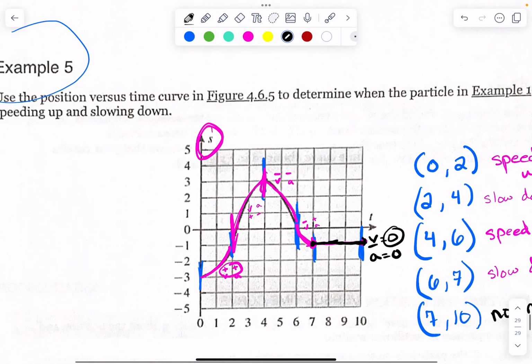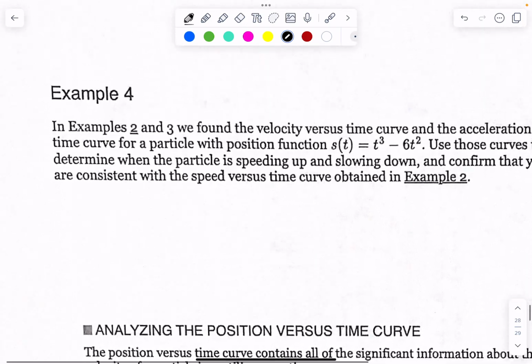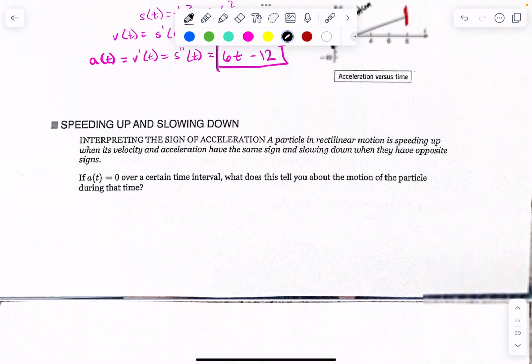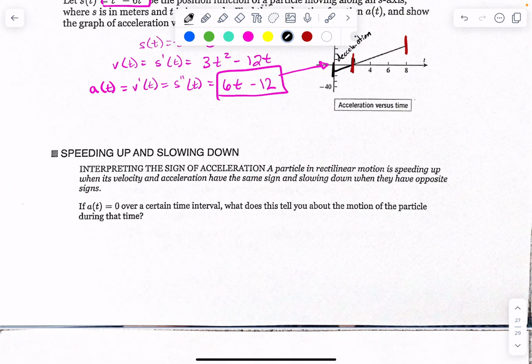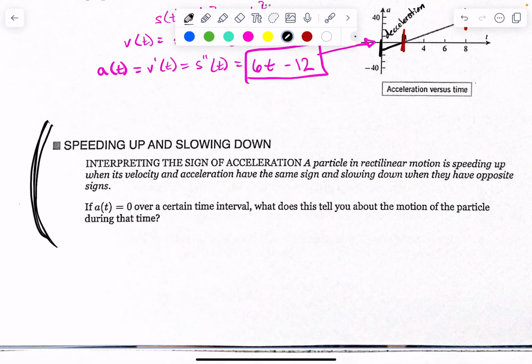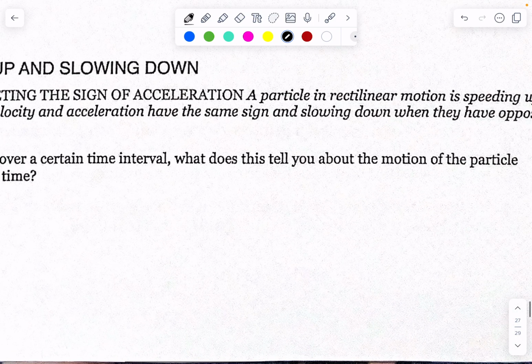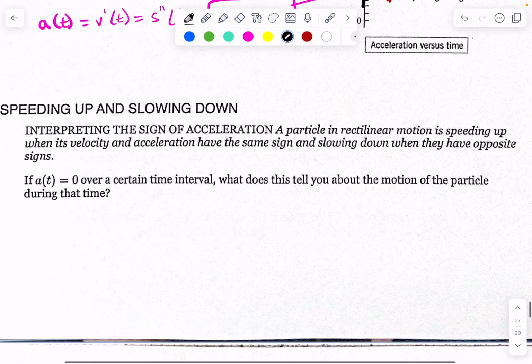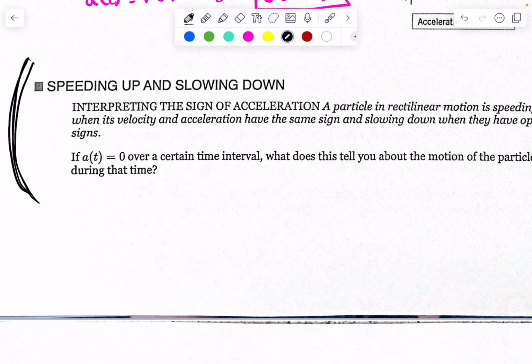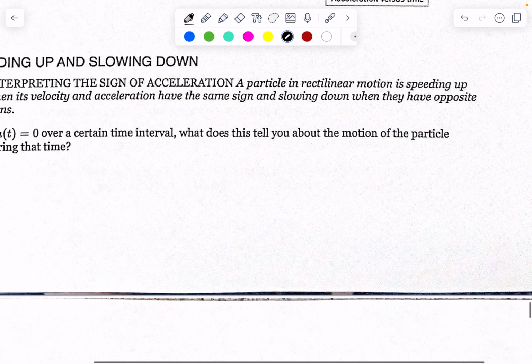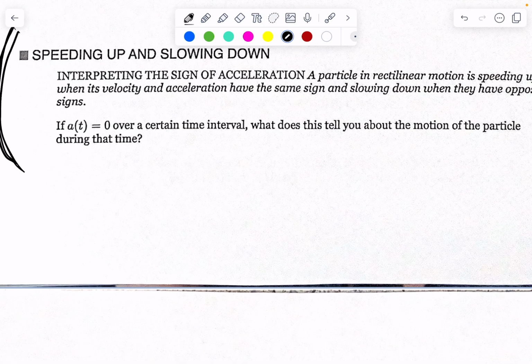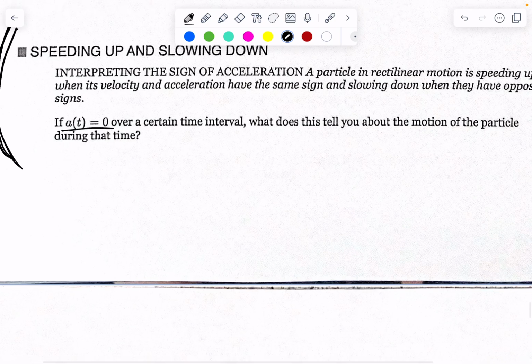Yeah, let's talk one more thing. There is a place right below example 3 that talks about this right here, speeding up and slowing down. Okay, so interpreting the sign of acceleration, it says a particle in rectilinear motion is speeding up when its velocity and acceleration are the same sign, and it's slowing down when they have opposite signs. So, question, if the acceleration is 0 over a certain time interval, what does this tell you about the motion of the particle during that time?